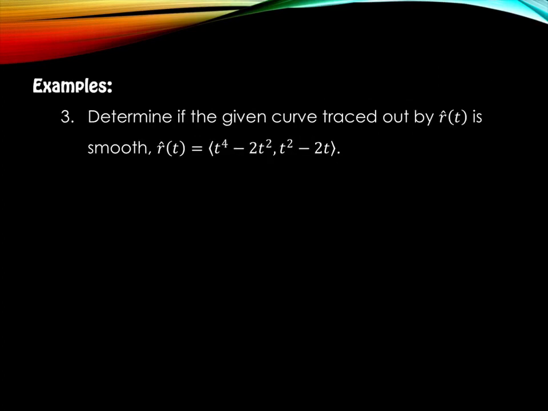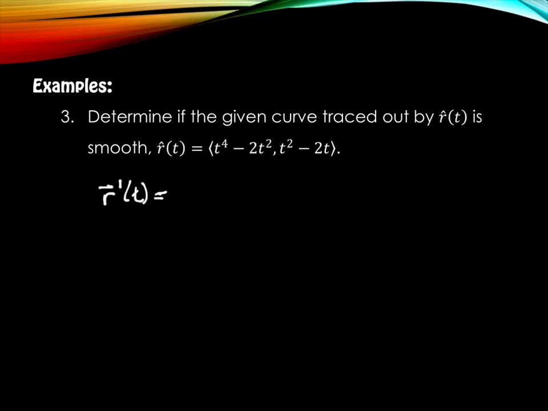Okay, so we have one that's given to us. This one has 2 component vectors instead of 3 components, and it's asking us to see if this is going to be smooth. The first thing we need to know is if the derivative is continuous, not the original function, but the derivative. So in order to do that, we've got to take a derivative to figure out what we're working with. So we'll start by taking a derivative.